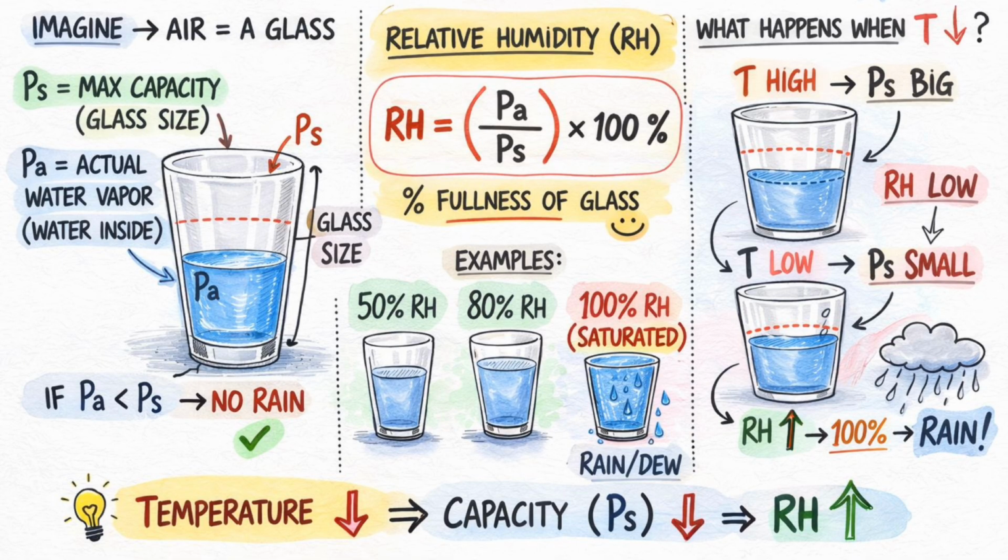Here is the most important concept. Temperature controls the size of the glass. When temperature is high, glass becomes big. Capacity increases. Relative humidity becomes low. When temperature drops, glass becomes small. Capacity decreases. But the water inside hasn't changed. So what happens? Same water, smaller glass. Now the glass becomes full. Relative humidity increases to 100%, and that leads to rain. So remember this forever. If temperature decreases, capacity decreases. Then relative humidity increases. Then it will result in rain.